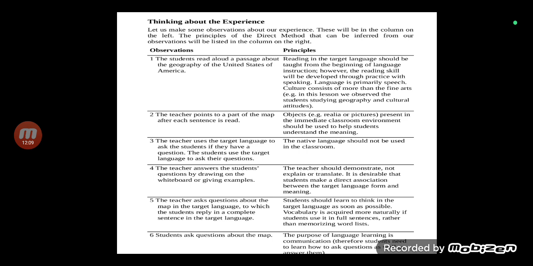So number 6, students ask questions about the map. The purpose of language learning is communication.